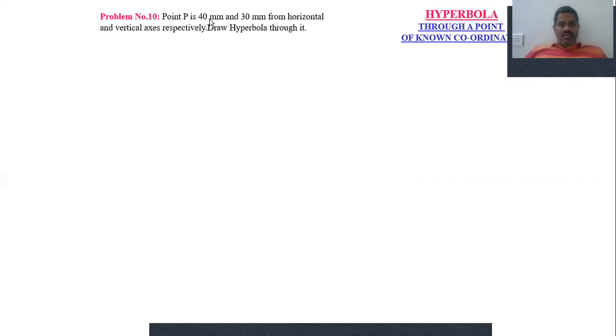The point is 40 mm and 30 mm on the horizontal and vertical axis respectively. But now please make a correction: 40 mm is horizontal and the vertical is 30 mm as given here. But in the animation that I'm going to show you, the 40 mm is along the vertical axis and 30 mm is along the horizontal axis. So please make a correction in this. Take 30 on the horizontal axis and 40 on the vertical axis. In that way you take.